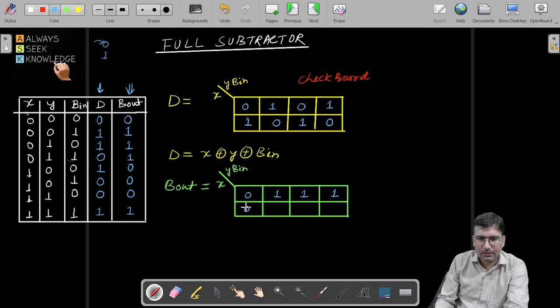Then next is 0. Then this is also 0. Then this is also 0. And here it is 1.